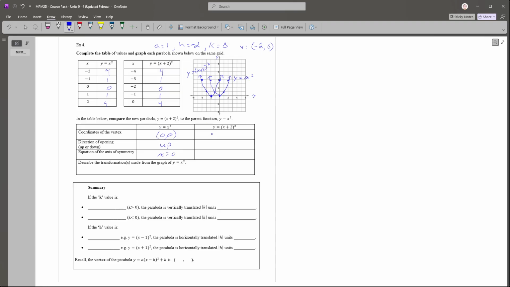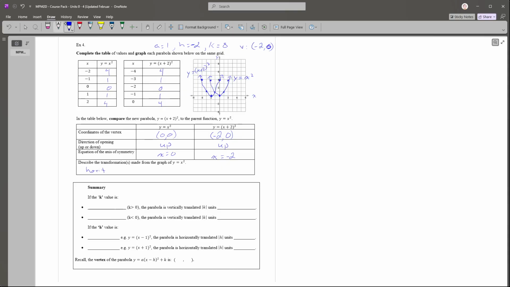Over here, now where's our vertex? Well, our vertex is at negative 2, 0. Well, we saw that up here when we did it before. Okay, negative 2, 0, (h, k). It's still opening up. a is a 1. And the equation of the axis of symmetry, x is equal to h. So x is equal to negative 2. So what happened here? Well, we got a horizontal. It moved to the left.